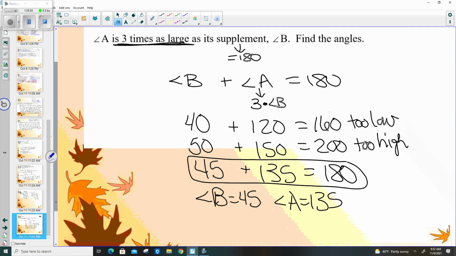Now, if you are an algebra person and you decide that you prefer to do it algebraically, as long as you show me the algebra work, show me what you did to get your angles, I'm fine with that. If you don't like the guess and check part. All right.